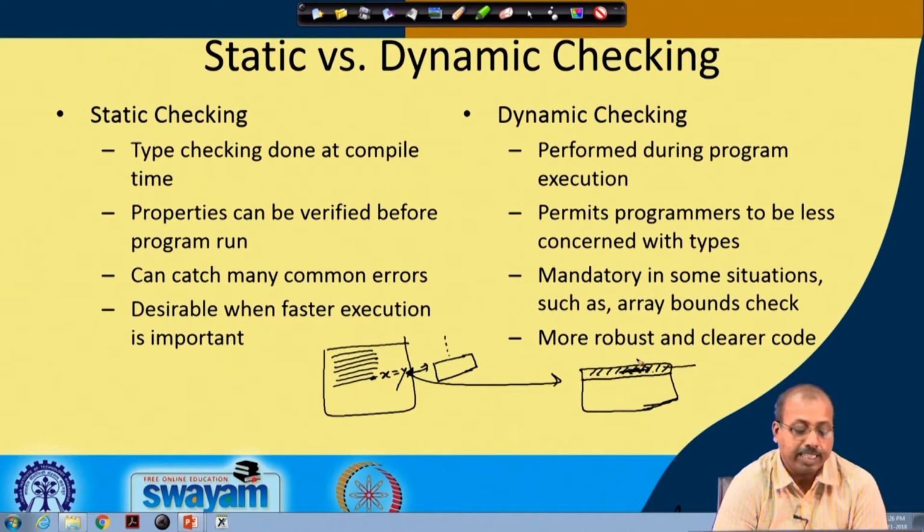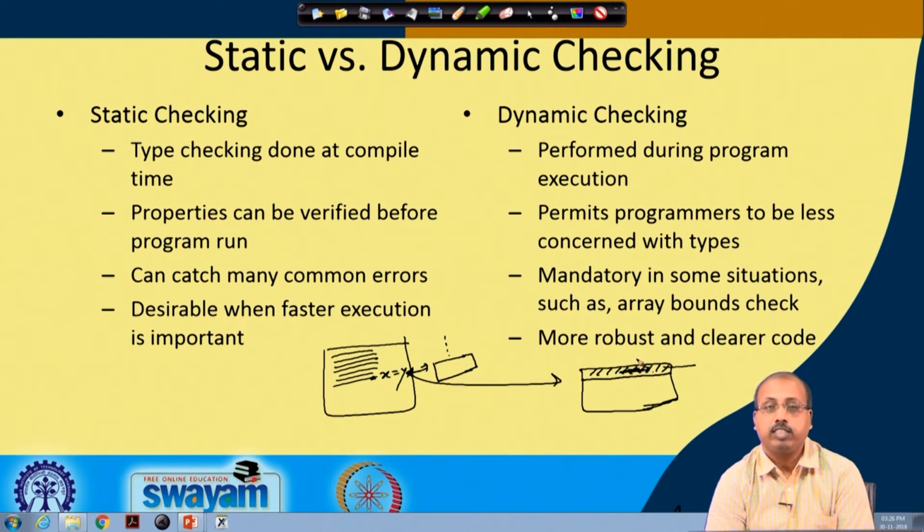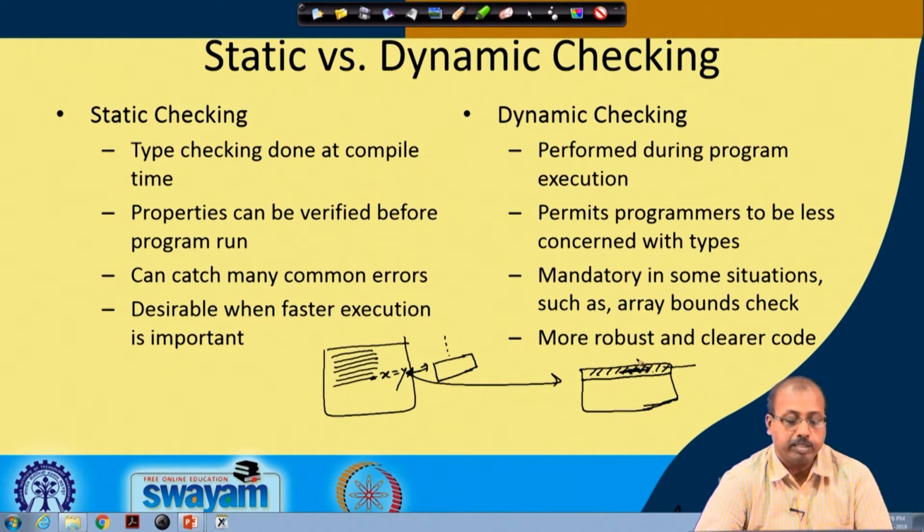Anyway, type checking in static checking will be done at compile time, and in case of dynamic checking, the checking will be performed during program execution. In static checking, properties can be verified before the program runs. Whatever the type checking properties are, all those checks can be incorporated. As I was telling, if some operation is being carried out, whether the operands are of correct type or not, all those checks can be done before the program is run.